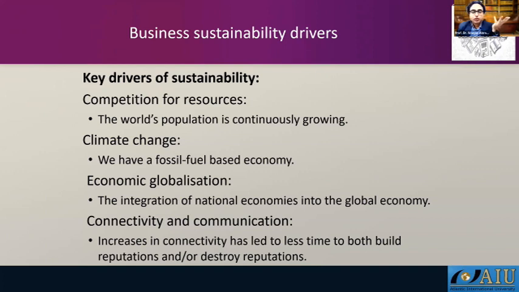And then there's economic globalization. During COVID-19, we saw that due to supply chain issues there were shortages of different commodities, even vaccines and other medical supplies. So this has a profound impact on accounting and financial information as well.